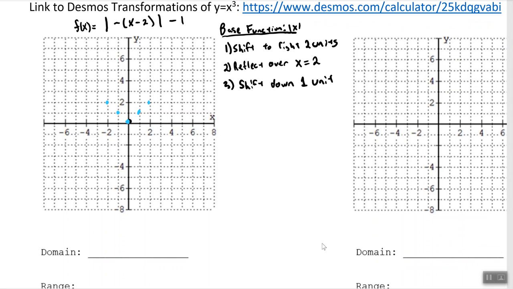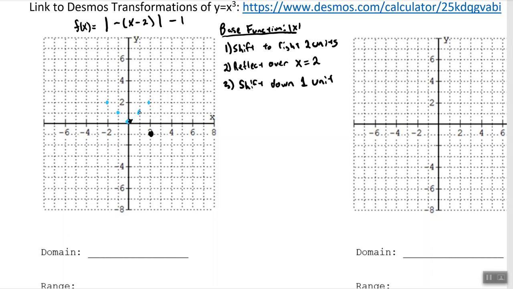And once you've made your list here, what we can do is now just follow that step-by-step list for each point. So I'm going to start with the most unique point on this graph, and that's where the point is in our absolute value symbol. So I'm going to start here, and it says shift 2 units to the right, 1, 2, reflect over x is equal to 2. Well, I'm on that line here, so that would be this line up and down. So I don't need to move it anywhere. And then shift down 1 unit, and that's going to move my point there.